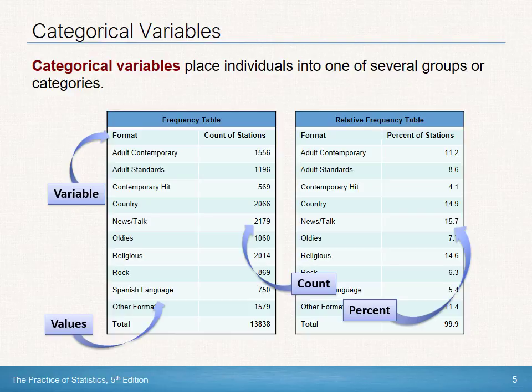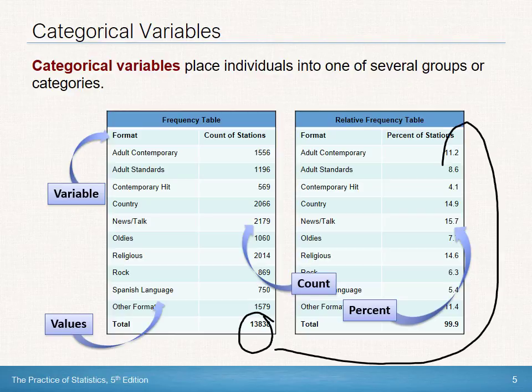The percent is a percentage of the total. So I take the total amount of radio stations, which is down here at the bottom, and I take each category and divide it by that total. That's where they got these percents here. Okay, so sometimes the table is shown in counts and sometimes it's shown in percents.